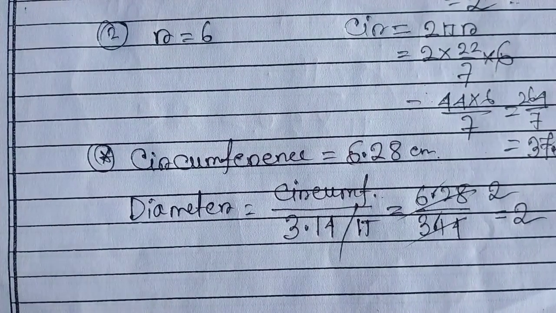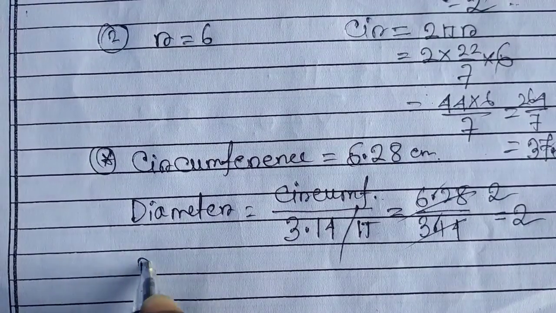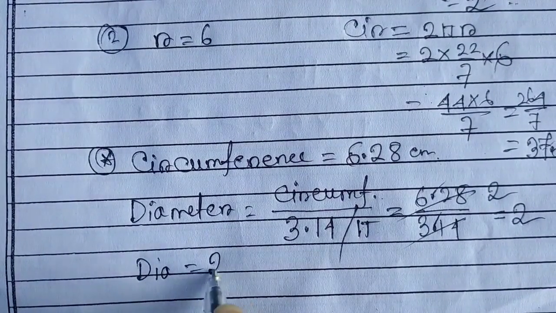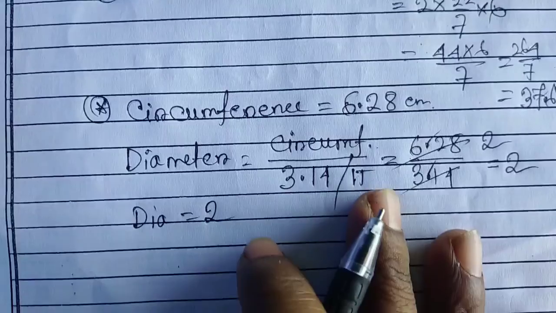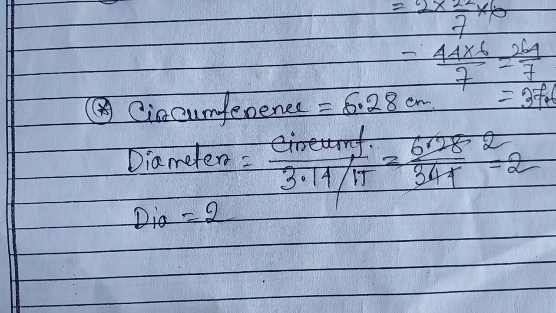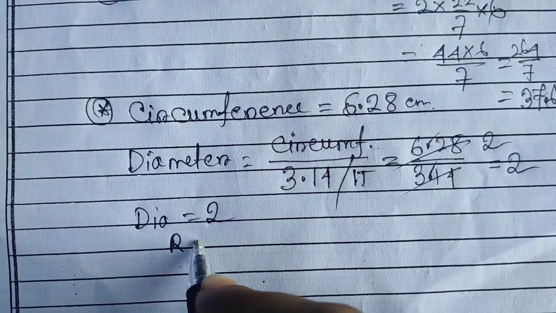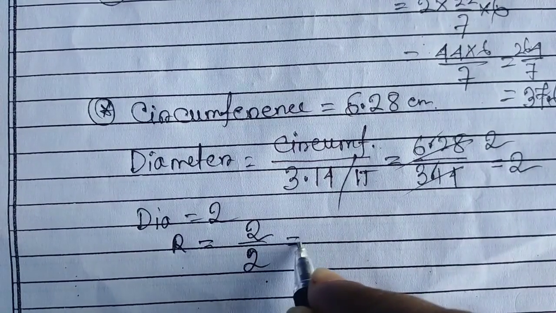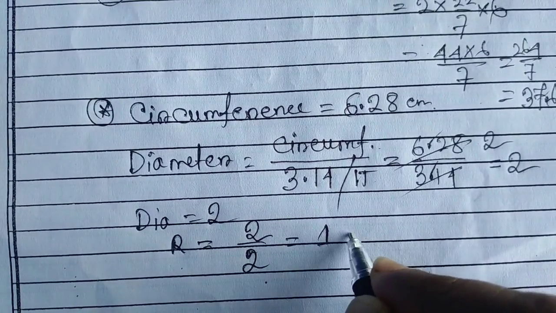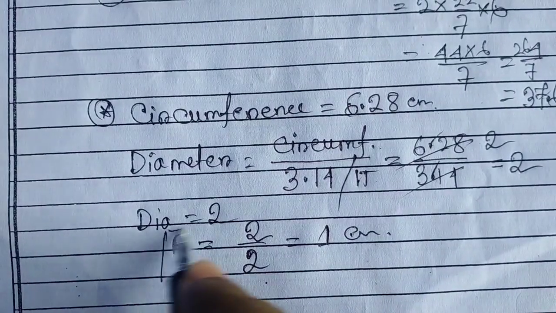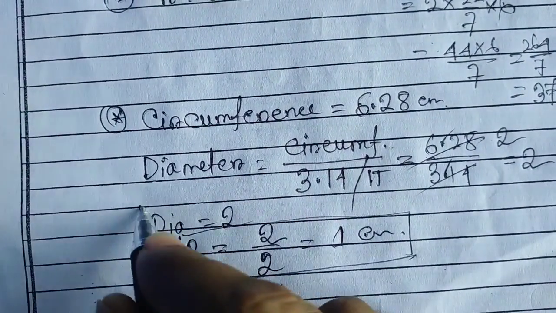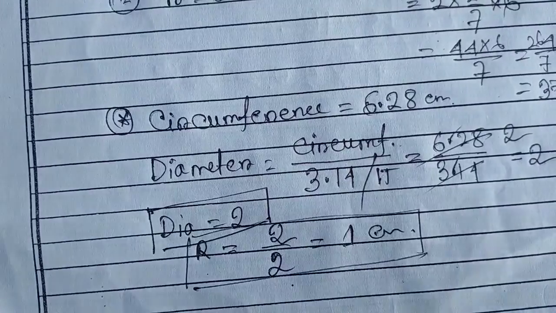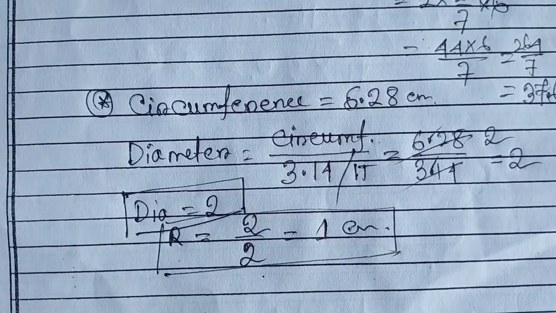Now we have to find the radius. If the diameter is 2, then just tell me what is the radius of this circle. Always radius is equal to diameter by 2. So 2 by 2, that means 1. So radius is equal to 1 centimeter and diameter is equal to 2 centimeter. This is our final answer. Understood everyone?